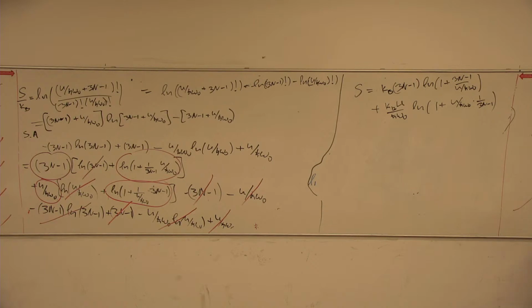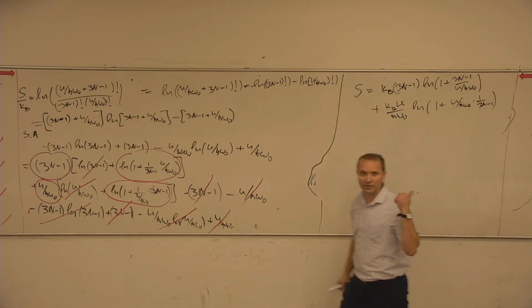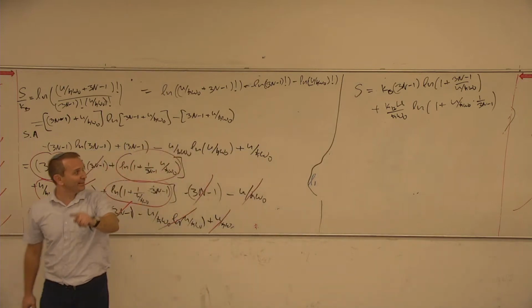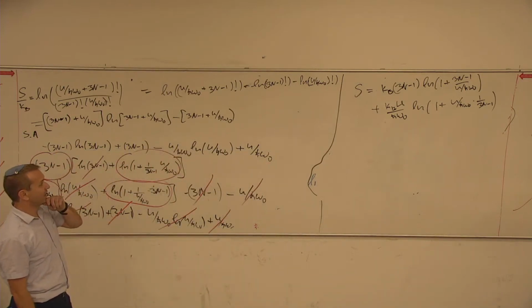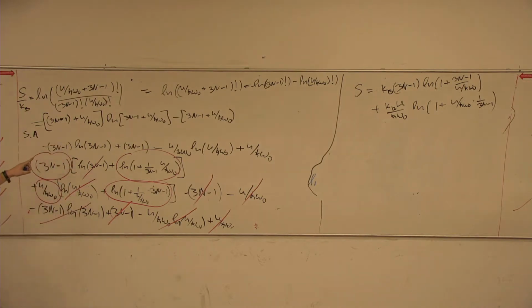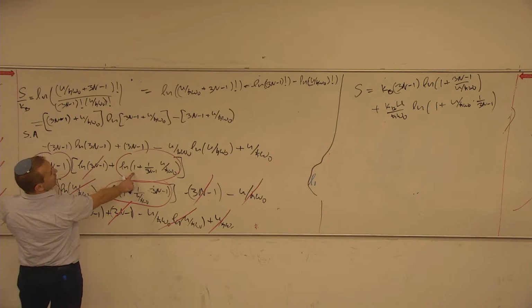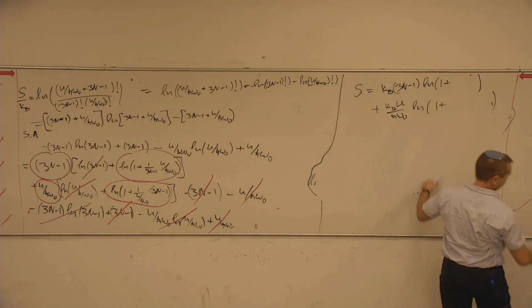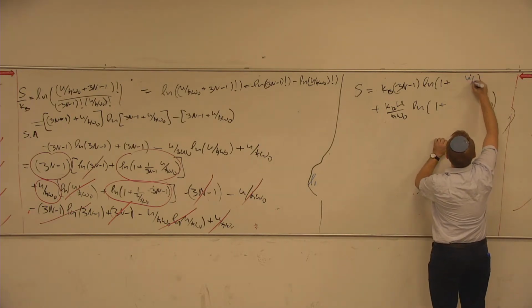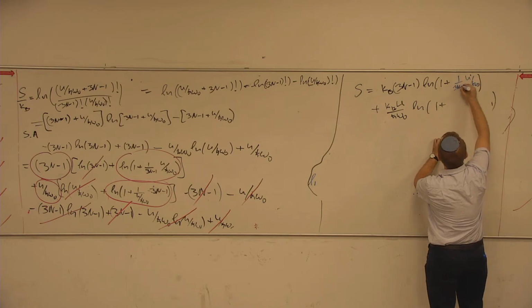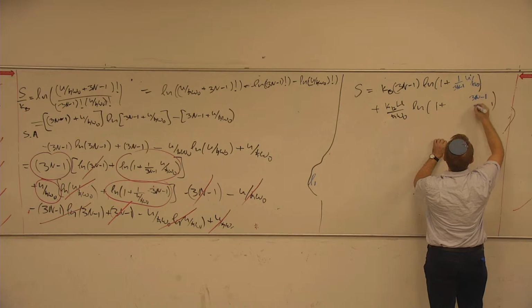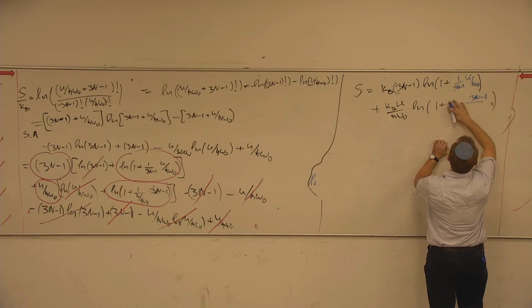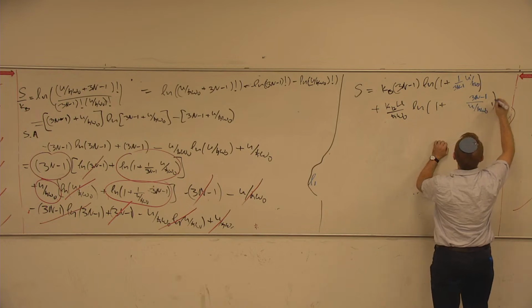Very nice, extremely nice. Now, it's the other way around. I made a mistake, I need to switch between the lines. So here I have u/ħω₀ times 1 over (3n − 1), and here I have (3n − 1) divided by u/ħω₀. Okay, thanks.